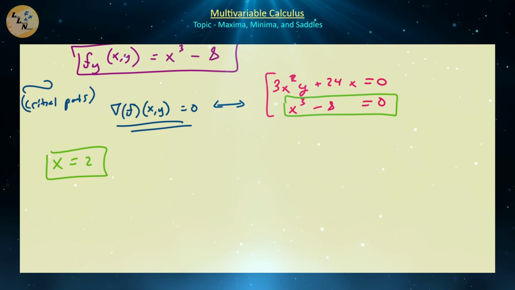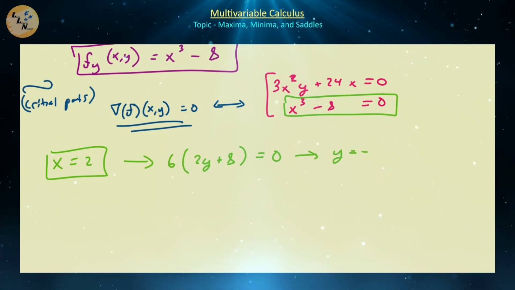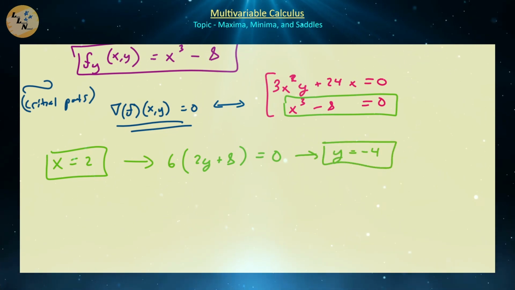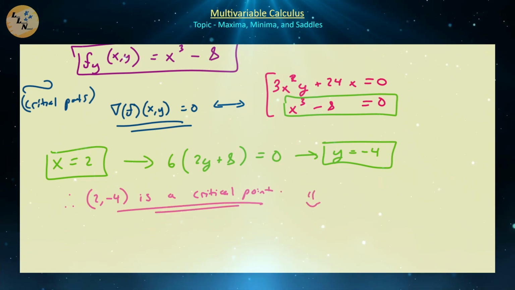So when x is equal to 2, we can use substitution to find the value of y that makes that true. So substituting in equation 1, we're going to have 6 times 2y plus 8 is equal to 0, which means that y is going to be equal to minus 4. And that means what? So that means the point (2, -4) is a critical point. It's the only critical point.